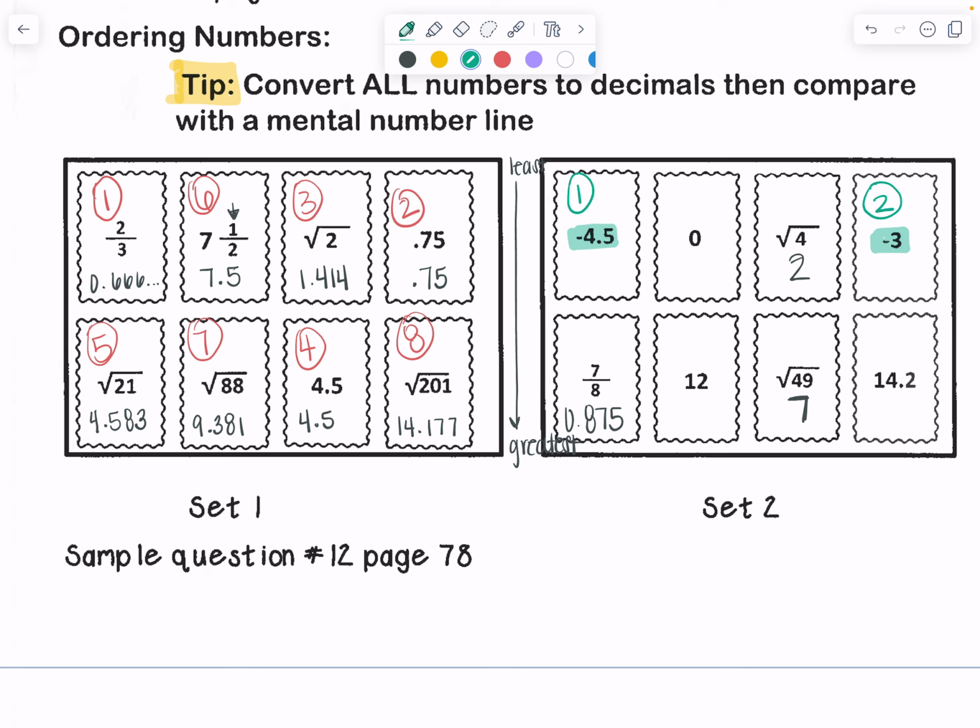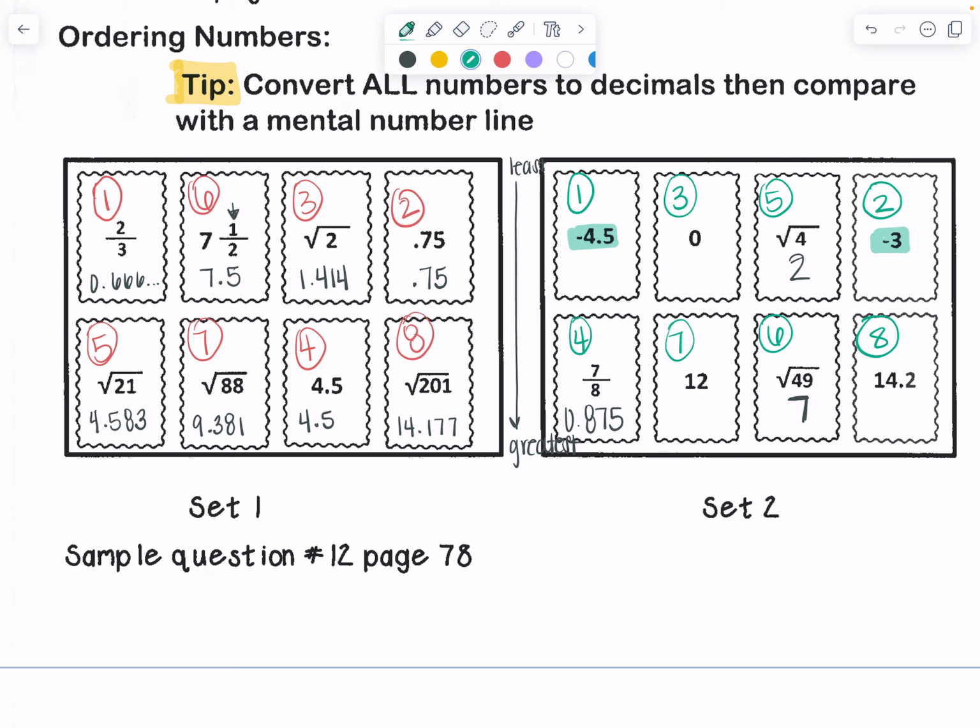And then next I have 0. And now I'm going to move into the positive numbers. So I have 7 over 8 is going to be the next number. 2 or square root of 4. And then I'll have square root of 49 or 7. 12 and 14.2. So hopefully you got those right.